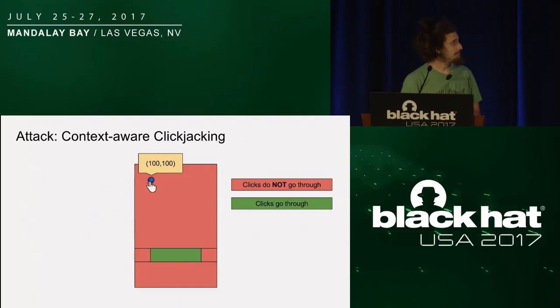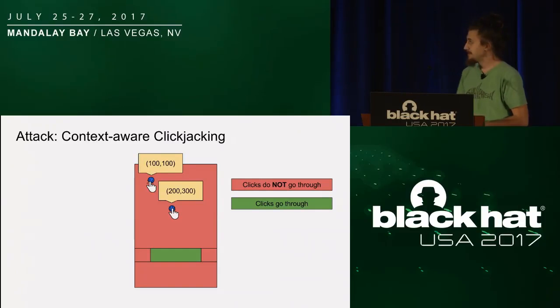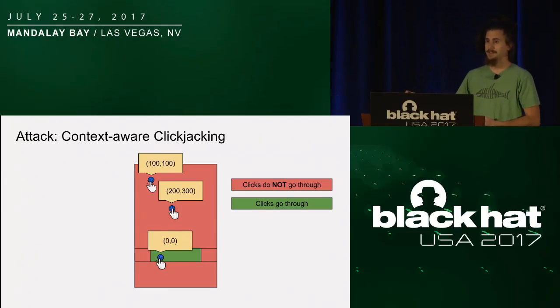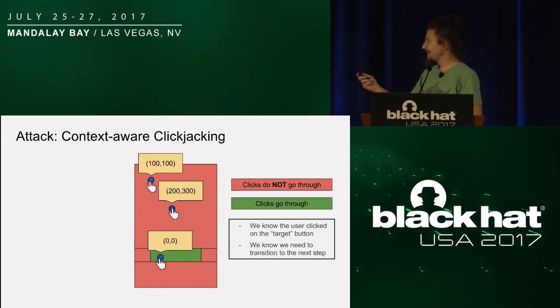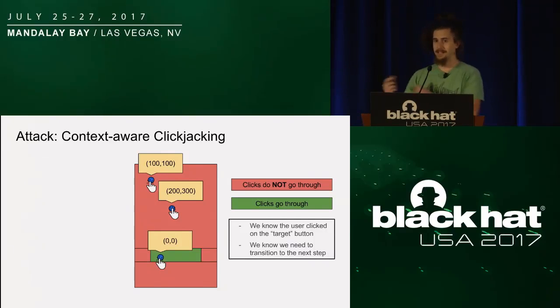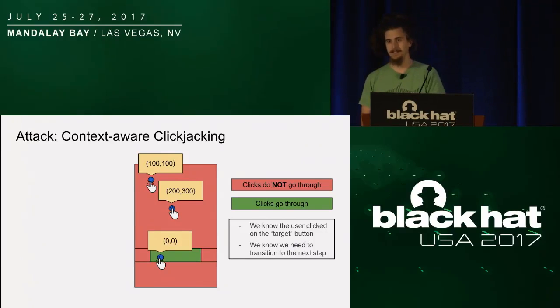Now, if you click here, you're going to get some coordinates. Same if you click here. But if you click here, you're going to get 0, 0 for the security defense I mentioned before. And so the attacker knows exactly that the user clicked exactly where he wanted, and we can go to the next step. So you can adapt and go to the next step.